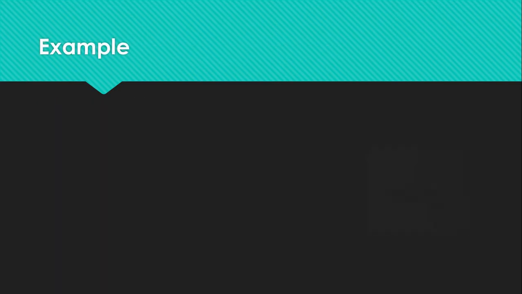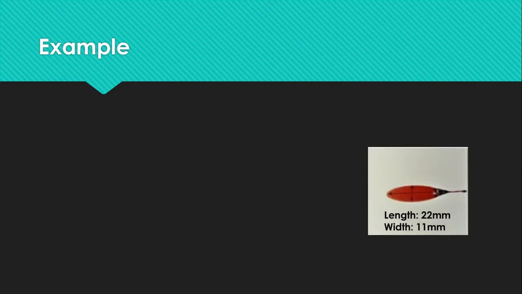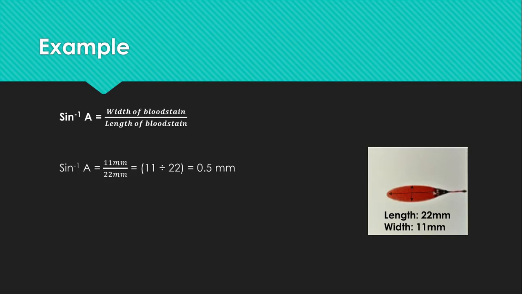So let's take a look at an example. Here we have a blood drop. The length was measured to be 22 millimeters long, and the width was 11 millimeters. If you remember, here is the formula that you need to use. We're going to plug in 11 as the width and divide it by 22. So 11 divided by 22 is 0.5.